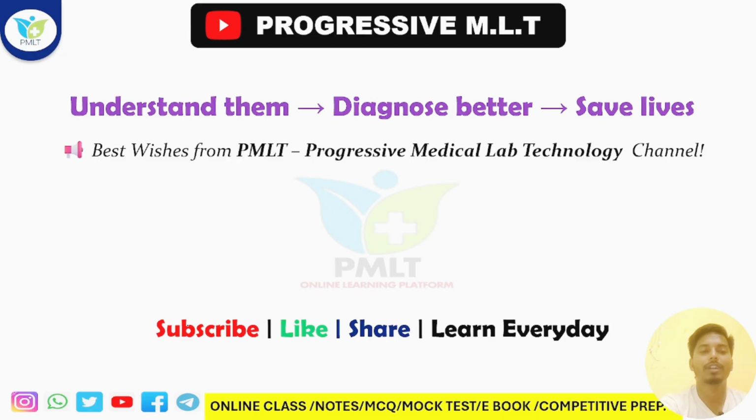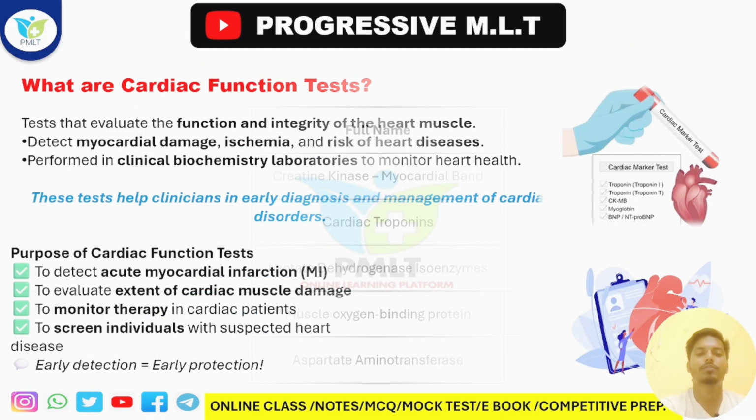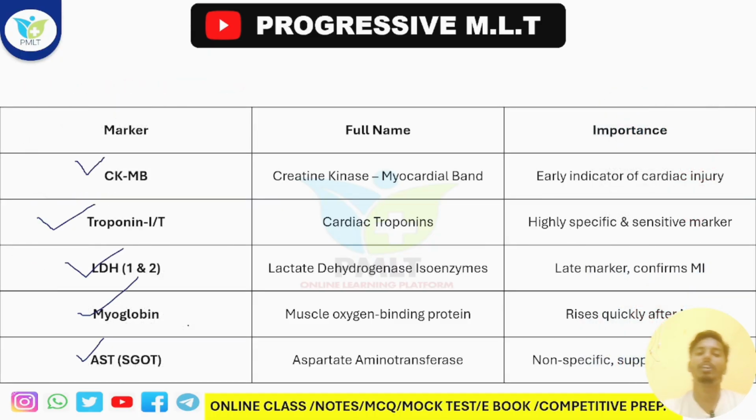Now, we have already understood the full forms as well as what is important. Let's look at the particular things. Cardiac troponin is highly specific and sensitive. Lactate dehydrogenase is a late marker and confirms the MI. Myoglobin, the muscle oxygen-binding protein, reacts quickly. Aspartate aminotransferase is a non-specific supporting marker. That is all we have already understood.